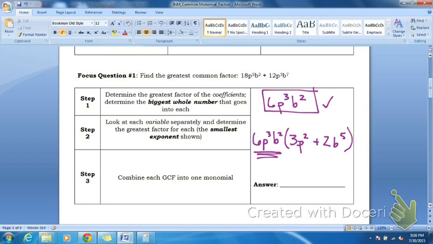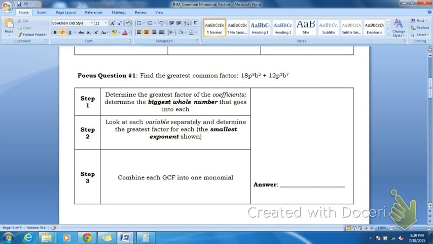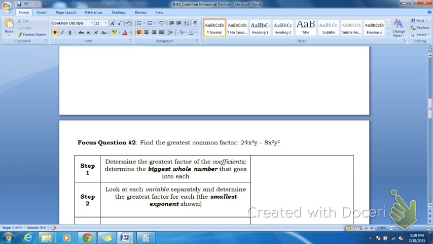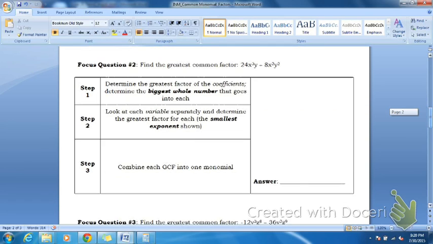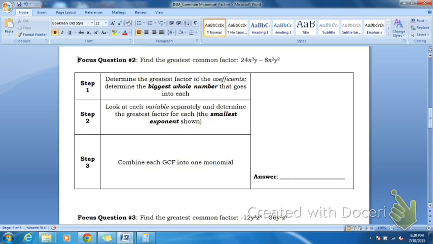Alright, so that, again, is our answer. Now let's go down to the next example. Okay, for number 2, we want to find the greatest common factor of this.